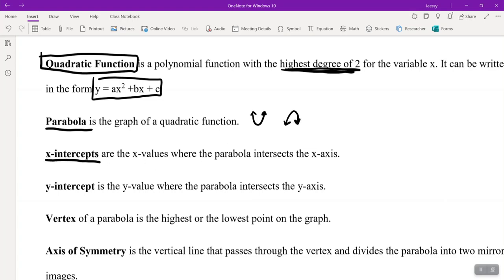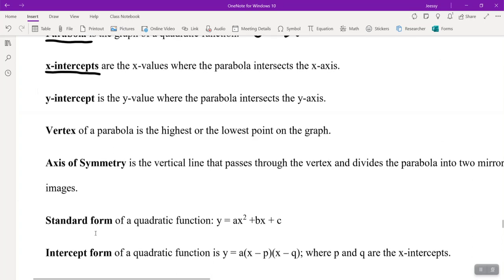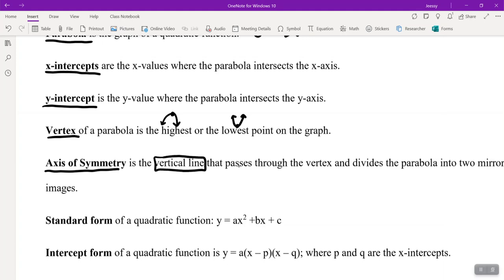X-intercepts are going to be where your parabola is crossing the x-axis, y-intercept where you're crossing the y-axis. Vertex is either the highest point or the lowest point. Please draw the diagrams so that the text makes a little bit more sense when you're going through it. Axis of symmetry is a vertical line, up and down. It goes through the vertex. There's only one vertex, so there's only one axis of symmetry.